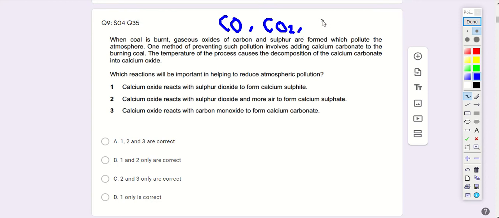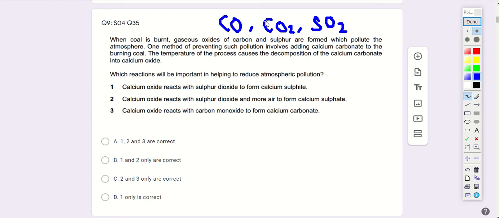Now, sulfur can only undergo complete combustion. There are no products of incomplete combustion for sulfur. So complete combustion of sulfur gives you sulfur dioxide. So all these are pollutants.